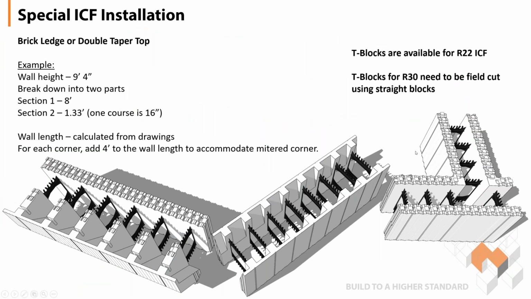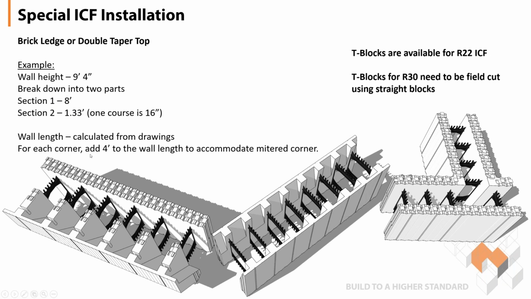When we have special installations, as an example, a brick ledge or a taper top, in this case we actually don't have this specified in the program. What we would recommend is that if we're doing a 9-foot 4-inch high wall, that we break it down in two parts. We'll take one section for an 8-foot wall, and then the second section in a 1.33 or 16-inch high application, and this would account for using either a taper top or the brick ledge.